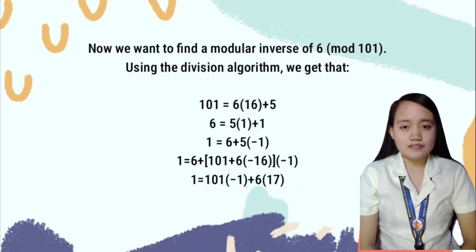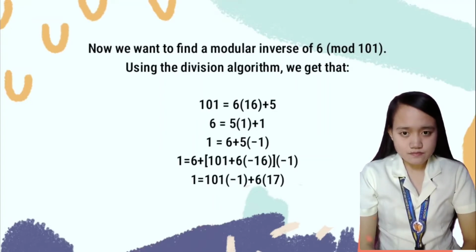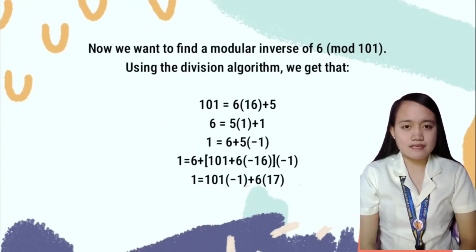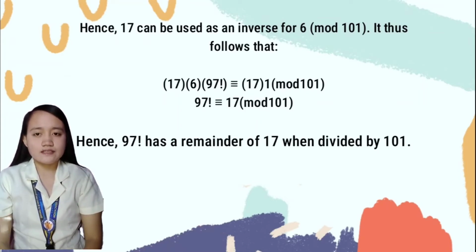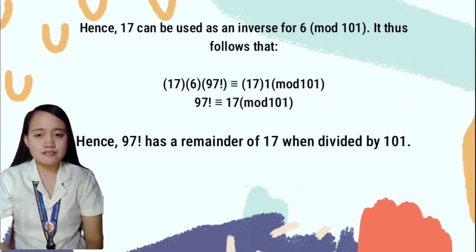So, 101 times -1 plus 6 times 17 is equal to 1. Hence, 17 can be used as an inverse for 6 mod 101. It does follow that 17 times 6 times 97! is identical to 17 mod 101. 97! is equal to 17 mod 101. Hence, 97! has a remainder of 17 when divided by 101.